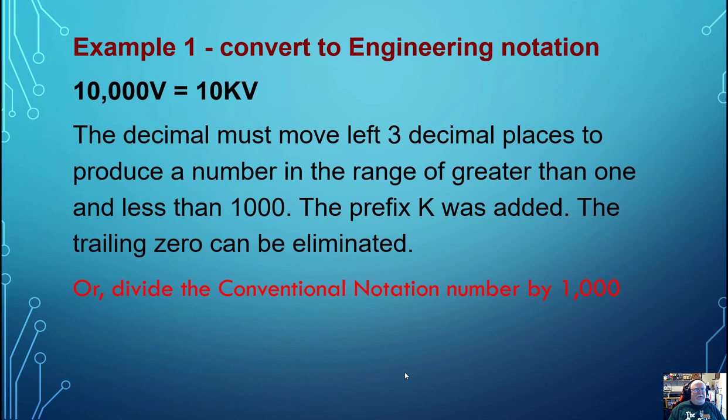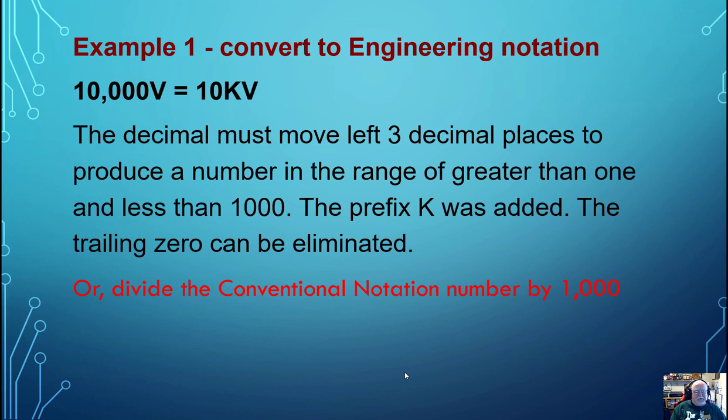So we have 10,000 volts equals 10 kilovolts. The decimal must move left 3 places to produce a number in the range of greater than 1 and less than 1,000. The prefix K was added. The trailing 0 can be eliminated.